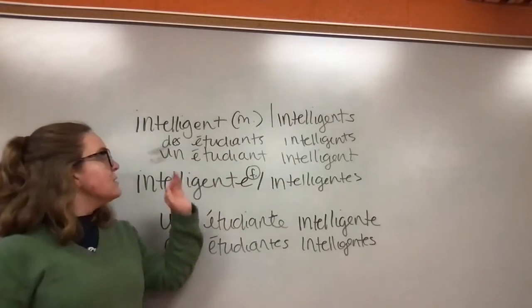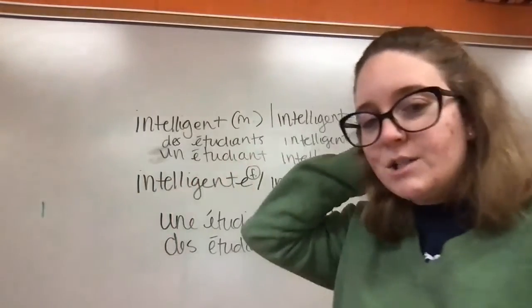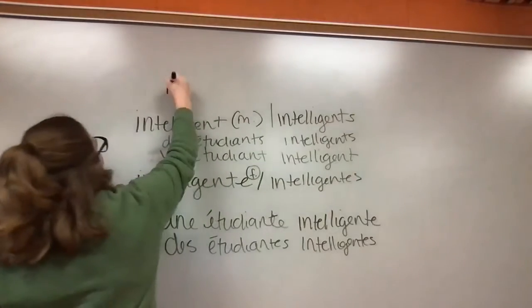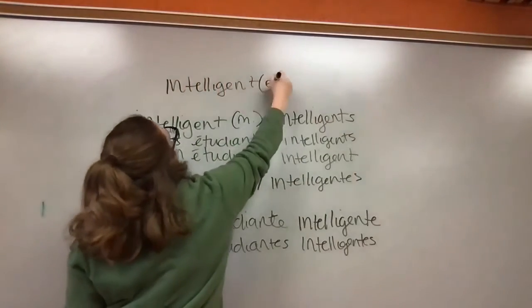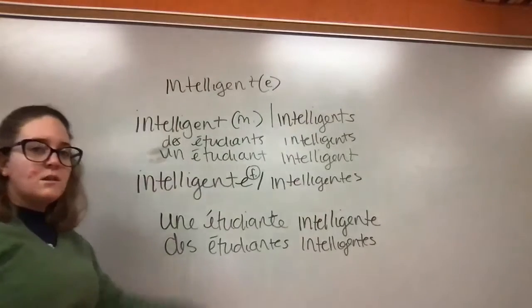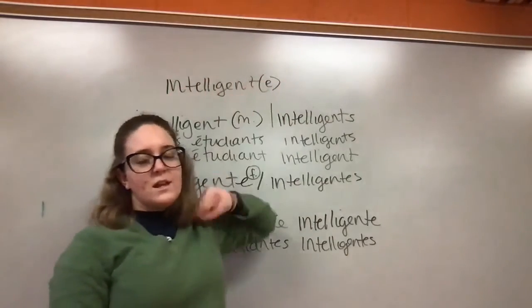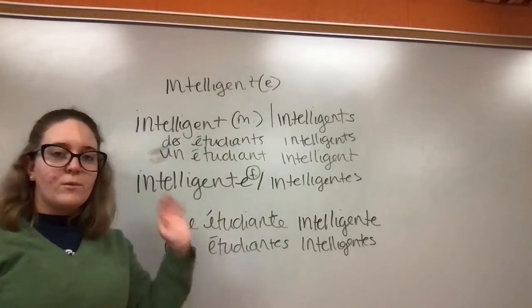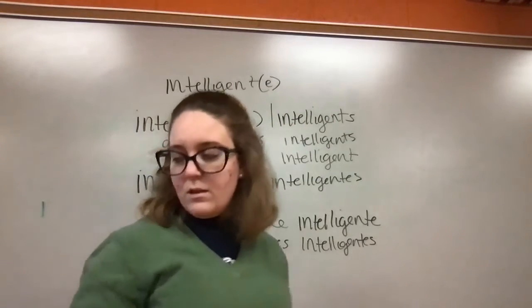So that covers some of the adjectives that are in your book. So if you see an adjective that looks like this with an E in parentheses, then without the E, that is the masculine form. With the E, that is the feminine form. And then you should be able to add an S to make it plural for both the masculine and the feminine form. And that should make perfect sense to you from the book.